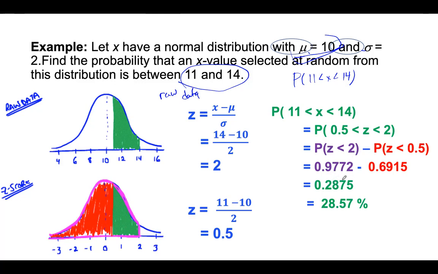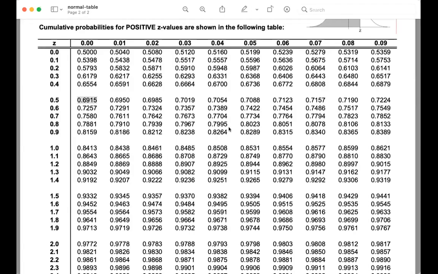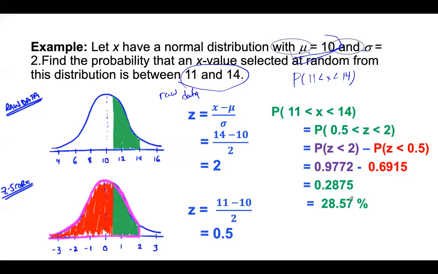I believe we did something similar with these numbers, 0.5 and 2, and we get these values. 0.772 is here and 0.5 is right here. So when you subtract them, you get the value you wish.